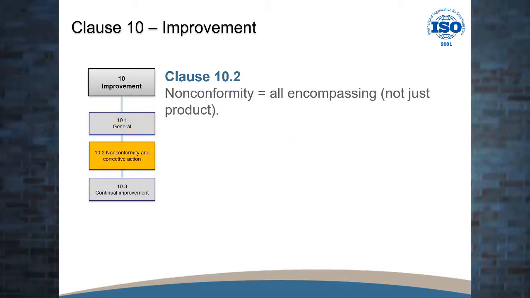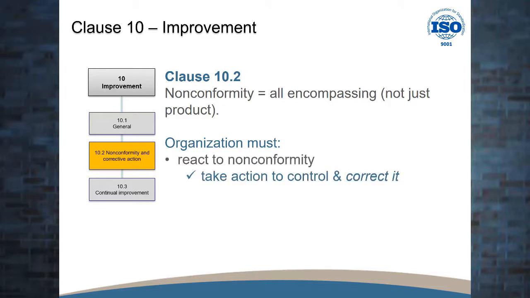Nonconformity is all-encompassing in 10.2. We're not talking about nonconformity for just product, but it's across the board, anything where you have a undesired situation or unexpected output, that would be a nonconformity. And the organization must react to the nonconformity, take action to control and correct it. So this is usually containment and quick short-term fix.